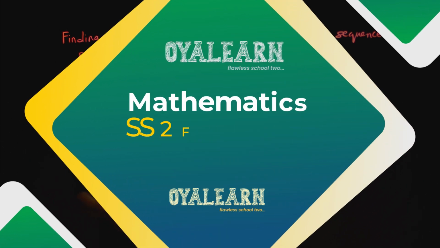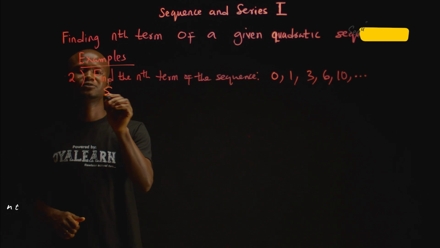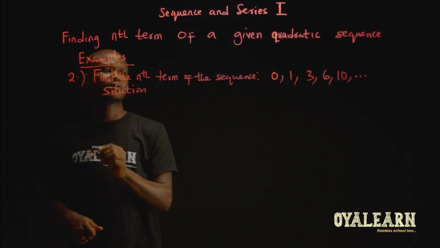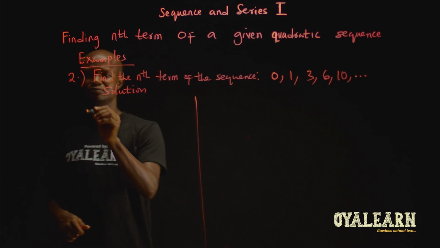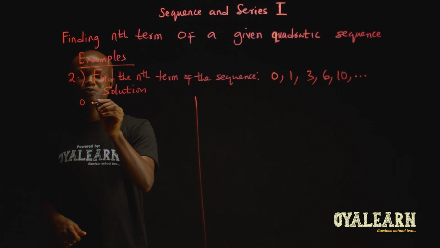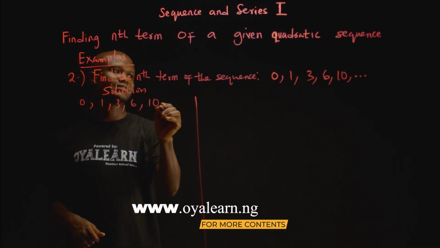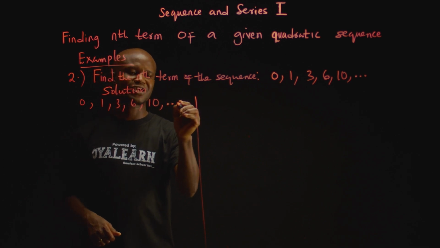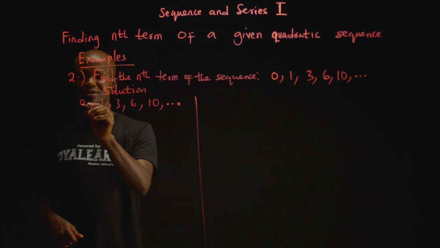Find the nth term of the sequence. Solution. We have 0, 1, 3, 6, 10. So the first thing is to study the pattern of the sequence.